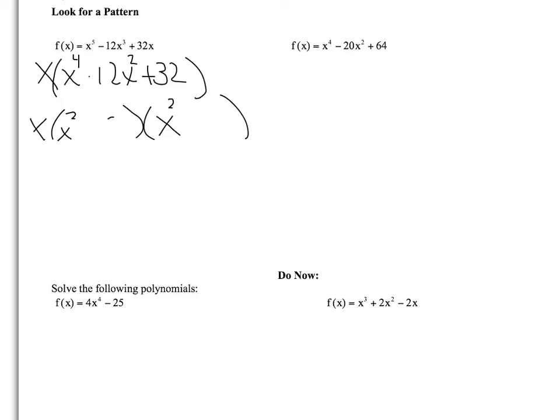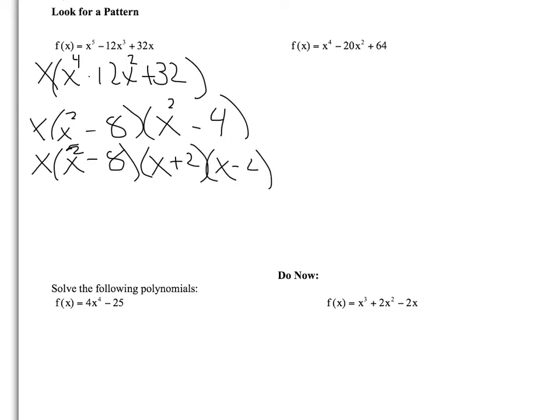8 and 4. In order to get to a negative 12, I have to have a negative on both of them. X squared minus 8 does not factor any further. However, x squared minus 4 does. It factors to x plus 2, x minus 2.